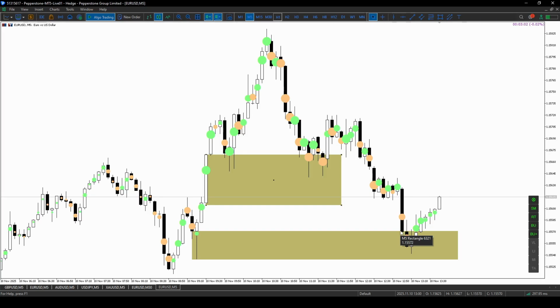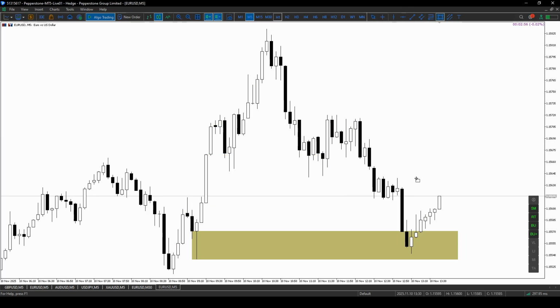Now let me show you one more thing. Let's say we mark in here, right? We mark this area like an order block or a supply zone, right? But we don't know whether price respects that zone or not.